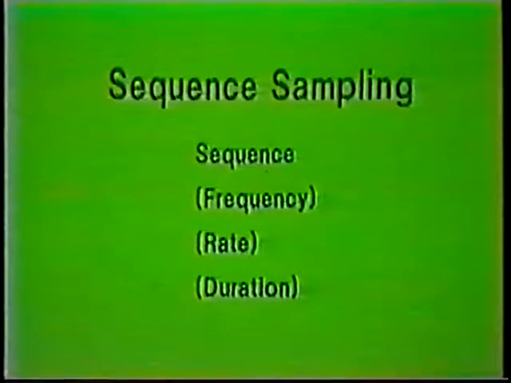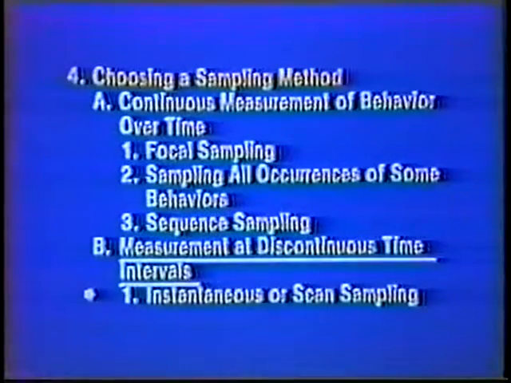Sequence sampling provides detailed information on the sequential patterning of behavior and can also yield information on frequencies, rates, and durations. With the three previous data collection methods, behavioral data is collected continuously over time. A second sampling strategy involves the measurement of behavior at discontinuous time intervals. Recording is done instantaneously at the end of a set time interval. A sampling strategy that measures behavior at discontinuous time intervals is called instantaneous or scan sampling.